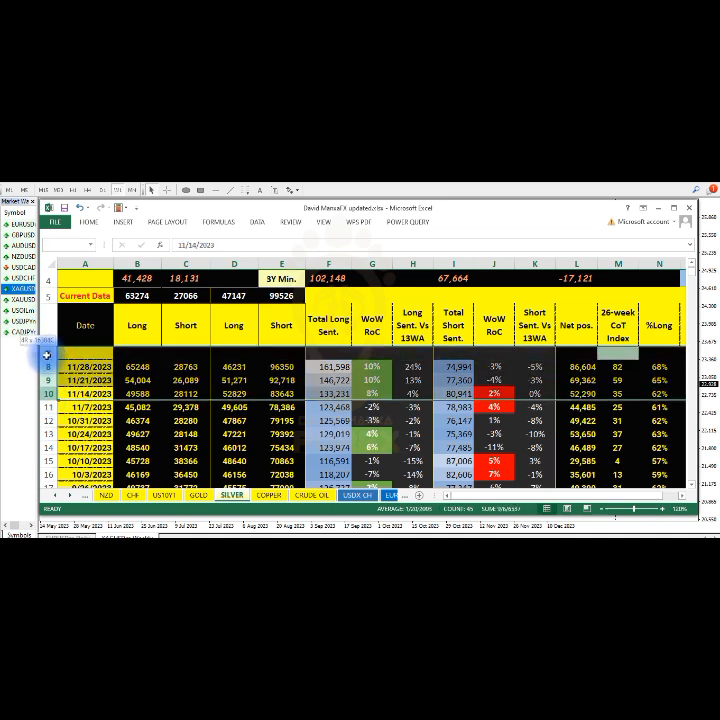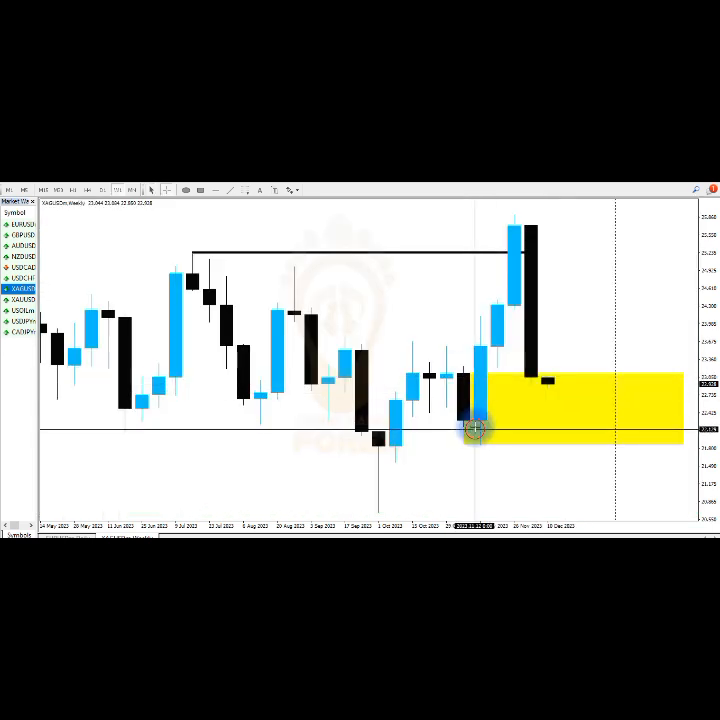Okay, so this is it right here, so all around this point. All right, so you can see right here that for the month of November, clearly right now they are accumulating longs, right? So they started accumulating longs. So what does this mean for us?